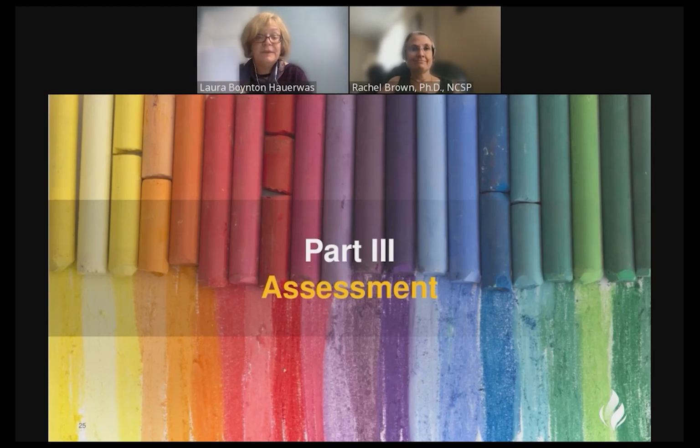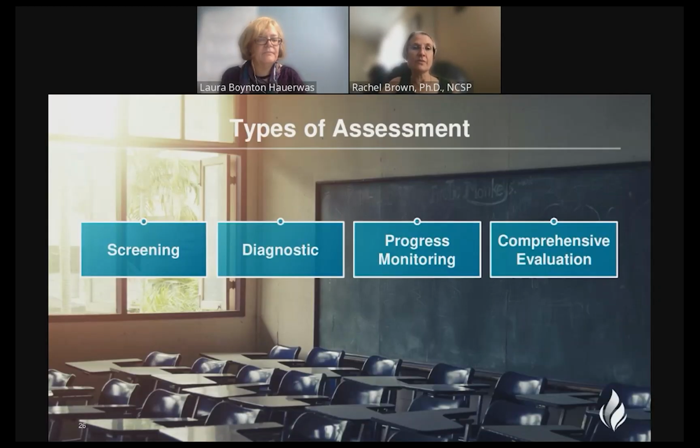So with that, thinking about instruction, Rachel's now going to share a little bit about assessment. Thank you, Laura. So now we're going to learn about some of the assessments that can be useful in identifying whether a student's at risk for dyslexia and what additional data you might need in order to move something to the level of a comprehensive evaluation for special education.